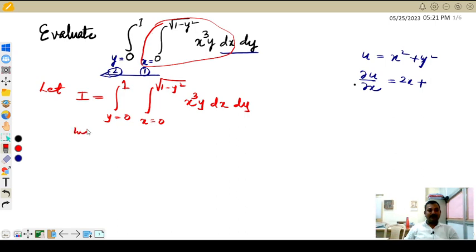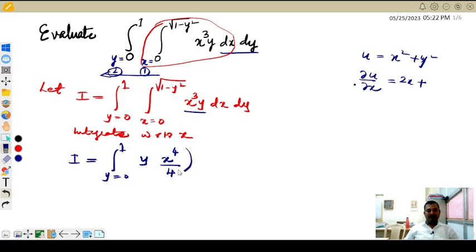So first we are going to integrate with respect to x. On integrating with respect to x, get very carefully, it's very easy one. First write y from 0 to 1 as it is. Here I am going to integrate with respect to x, means y is a constant, I am writing outside. Integration of x cube is x raised to 4 divided by 4 between the limits 0 to square root of 1 minus y square, into y.